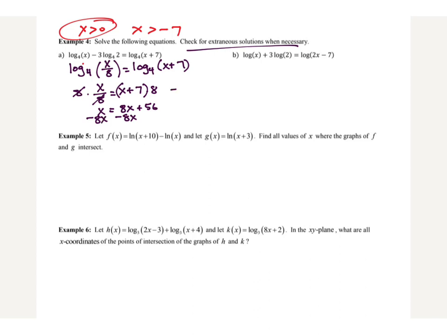So -7x equals 56. Divided by -7 will give you -8. So x is -8. Can that happen? No, because x has got to be greater than 0. So your answer here is going to be no solution.